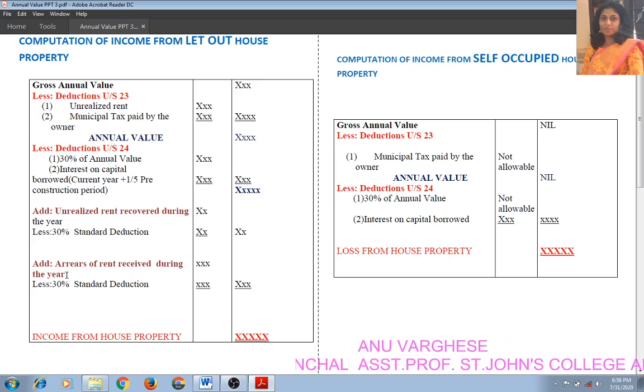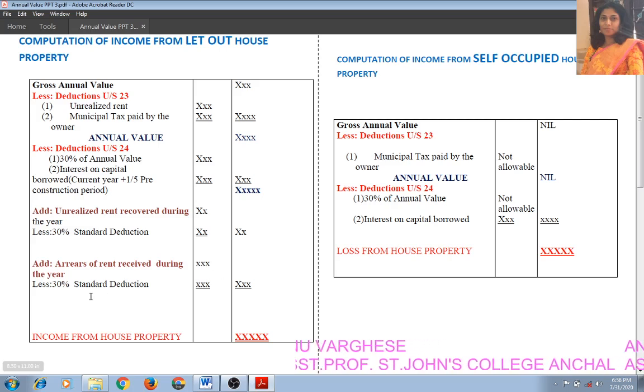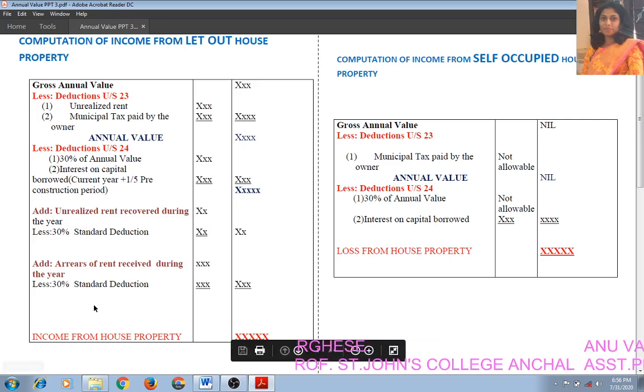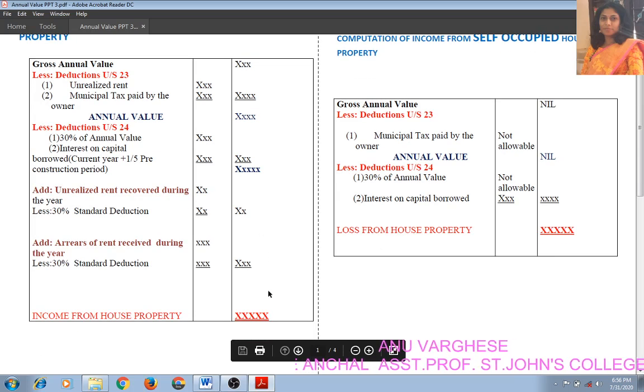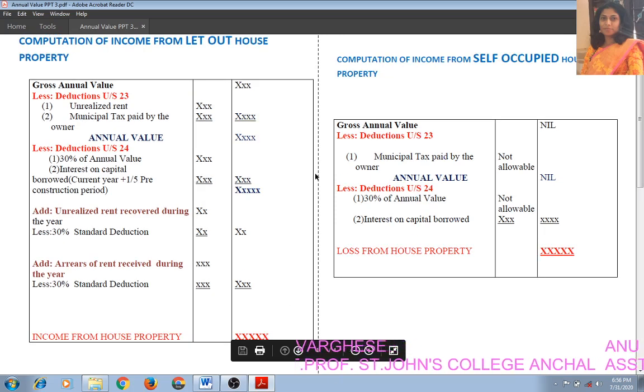If there is any arrear of rent, you can write that amount in the inner column and you can deduct 30% standard deduction. That means 30% of this arrear of rent you can deduct as standard deduction. Then the balance figure you can write in the outer column. After adding this, you will be getting income from house property. Okay. Hope that you understood how to calculate income from house property, that means let-out house property.